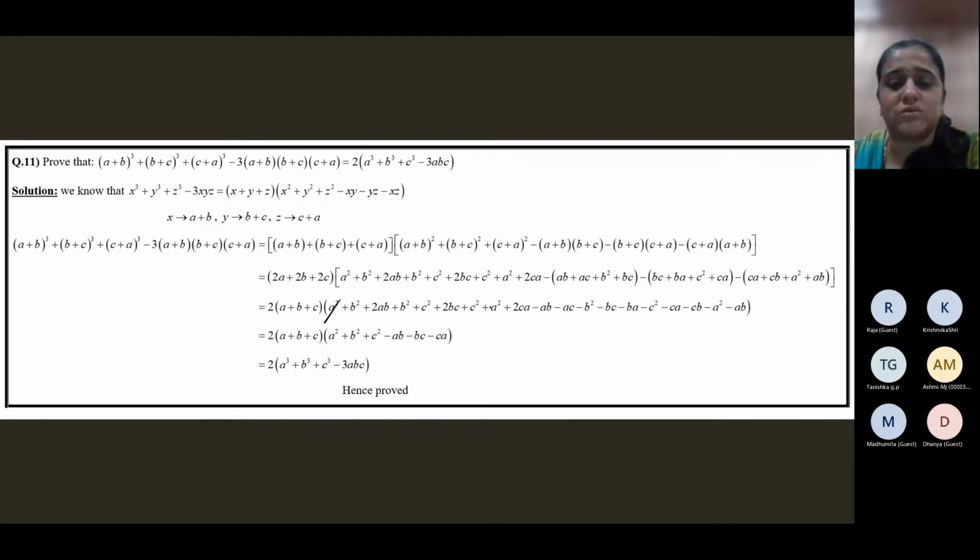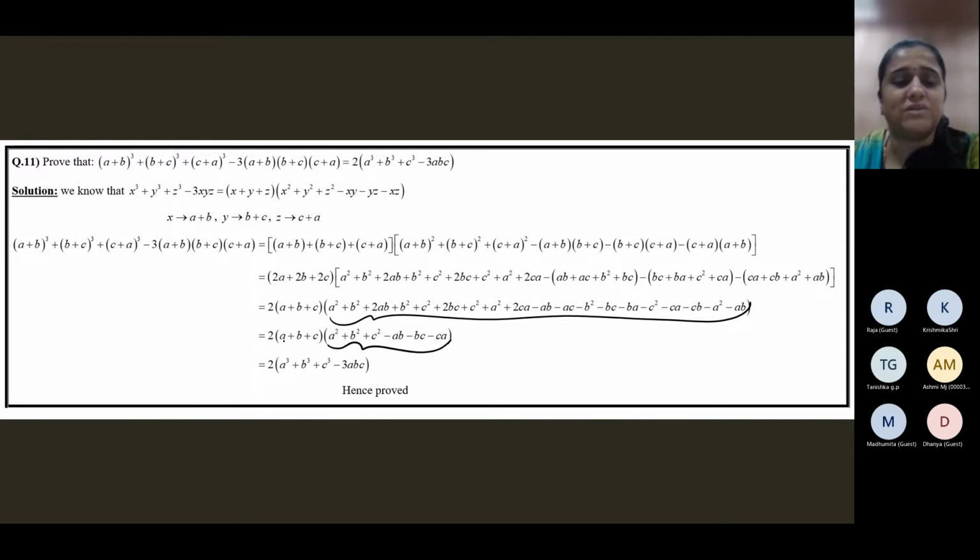There's one a square here, one a square here, and minus a square here. So you will be left with only one a square. So you can do that simplification. Do that, and this is what you will get. (a plus b plus c) into (a square plus b square plus c square minus ab minus bc minus ca). All this simplifies to this.